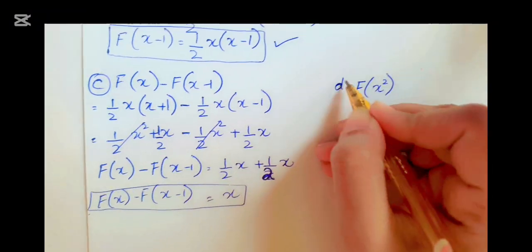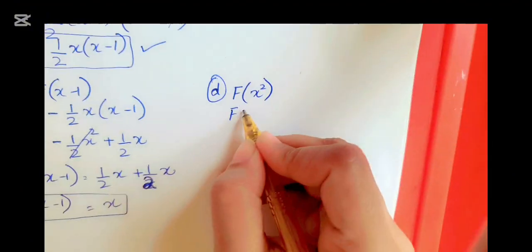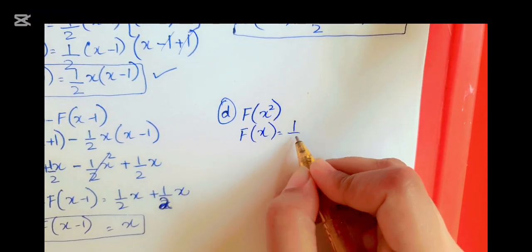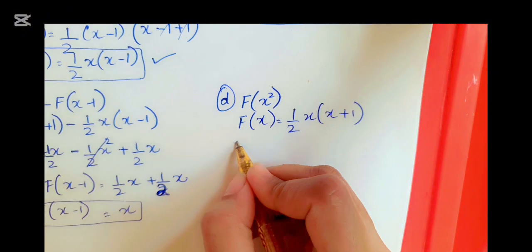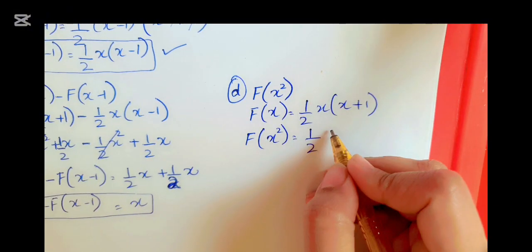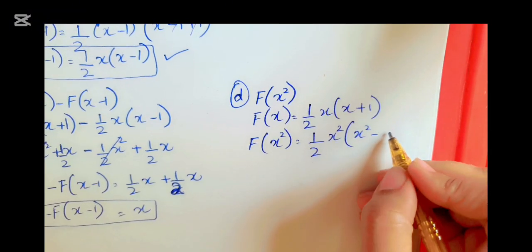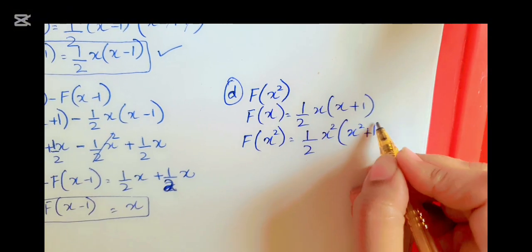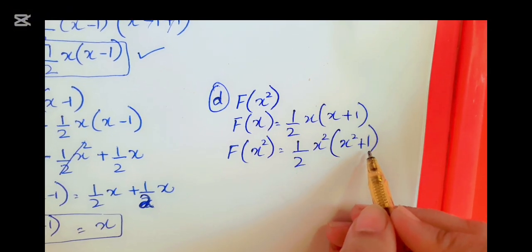What is part D over here? It's f(x square). So in place of x we have to use x square. First of all, I am writing the function over here. This is our function, and now in place of x I will use x square. The whole term I am writing as it is, only in place of x I am using x square and plus 1. So this is half x square (x square + 1).